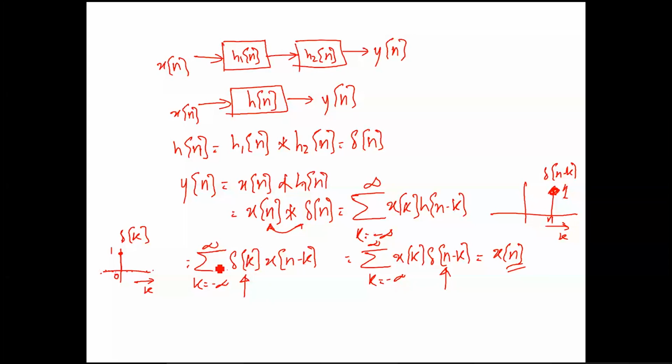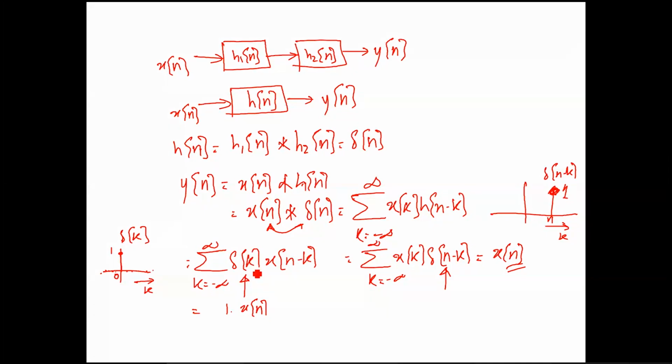And at all other points of k, from minus infinity to infinity, this delta function is 0. Only at k equal to 0, this is 1. So at k equal to 0, this is 1, and at k equal to 0, this is x of n. So this whole summation, if you open it up, will be delta of minus 2 times x of 2 plus n plus 2 and something like that. We can just keep on adding all the terms from minus infinity to plus infinity.